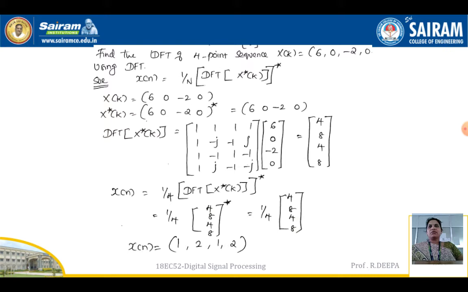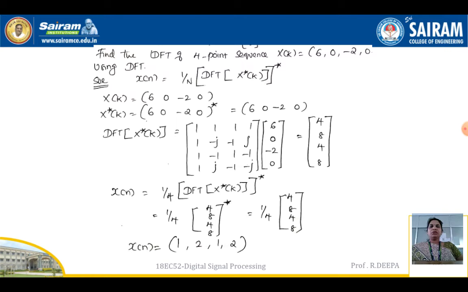What is given? X(k) is given as 6, 0, -2 and 0. For this we will take the conjugate. The first step is to take the conjugate of X(k). So X conjugate of k is equal to the conjugate of 6, 0, -2 and 0. If you take the conjugate of this, it is again 6, 0, -2, 0. Why? Because there are no complex numbers, so the conjugate of these real numbers will remain the same.